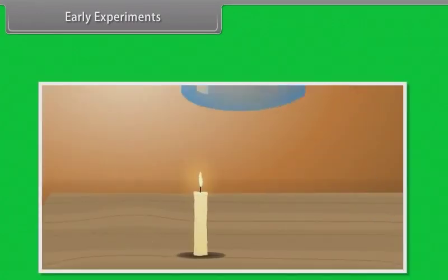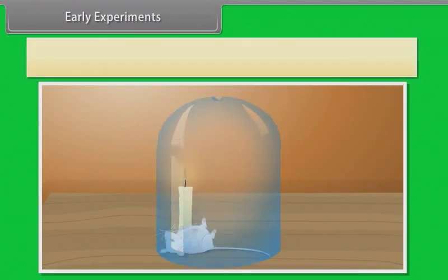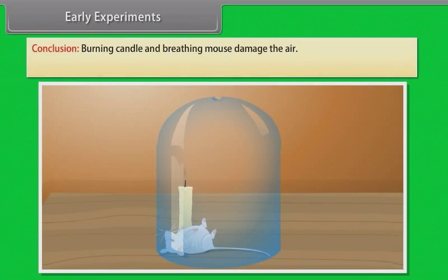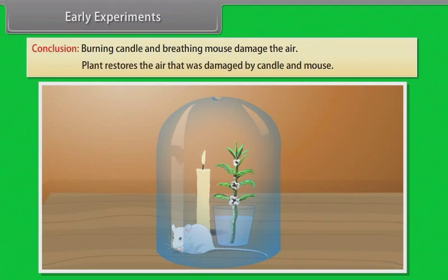Early experiments. Priestley experiment. First he places a candle in a closed jar and it gets extinguished. After that, he placed a mouse in the bell jar and the mouse also gets suffocated. He concluded that a burning candle and a breathing mouse damage the air. Now he placed a mint plant in the closed jar and it was observed that both mouse and candle survive very well. He concluded that plants restore the air that was damaged by candle and mouse.